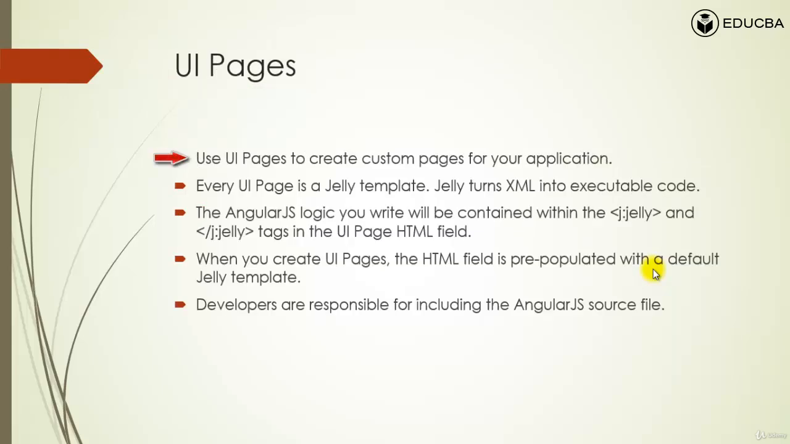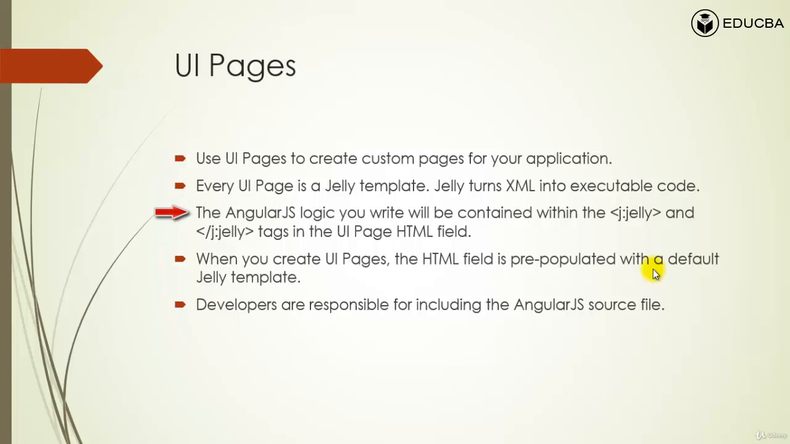We use UI pages to create custom pages for applications. So if we want to create any custom pages, then we need to take the help of UI pages. Every UI page is a Jelly template. Jelly turns XML into executable code. So whatever pages you see are firstly Jelly templates, and Jelly converts the XML into executable code. Now, where does AngularJS fit inside this Jelly template?